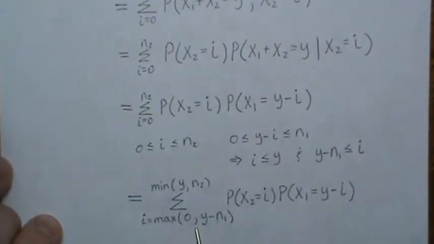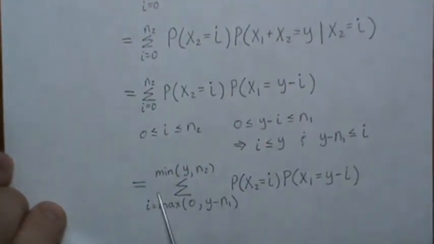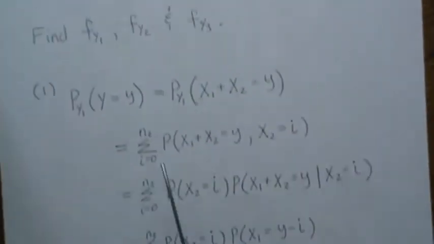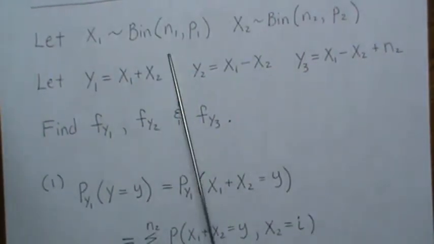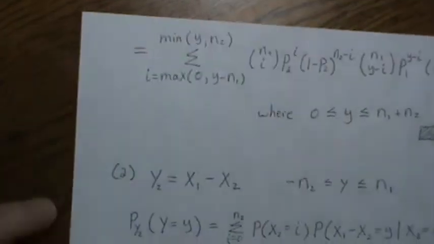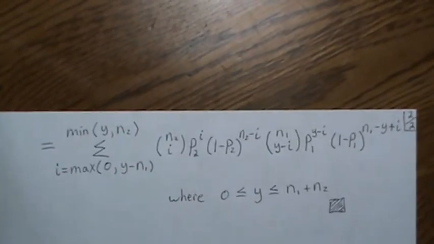So i has to be greater than 0, which is this constraint, and greater than this constraint, so it's the maximum. And it has to be less than n2 and less than y, so it has to be less than both, so that's the minimum. So that's it: this is the distribution of X1 plus X2 when these are defined that way.